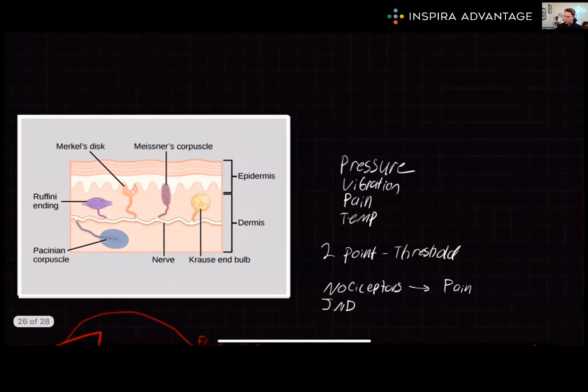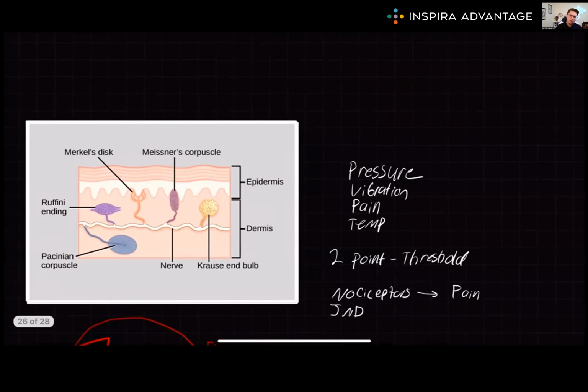Now, I want to talk briefly about the 2-point threshold. This is the minimum distance between 2 points of stimulation on the skin, as drawn here in red, that will be felt as 2 distinct stimuli. So for example, let's say you got poked here and here, maybe you couldn't tell the difference. So that's not our 2-point threshold. However, if you could measure here and here, and let's say that's 1 centimeter, and that's the smallest difference you can detect, we would say that your 2-point threshold is 1 centimeter.